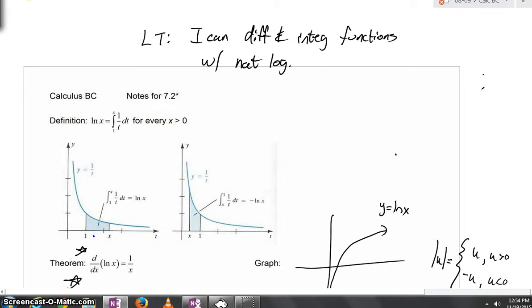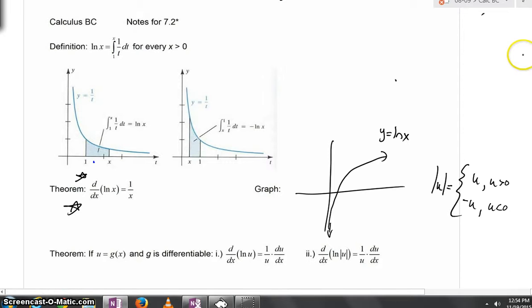And speaking of the natural log, here's how we begin with a definition. What if it is given to you that the natural log of x, we think of that as an accumulation function, as the integral from 1 to x of 1 over t dt for every x greater than 0. And you can see we've got a graph listed down there.